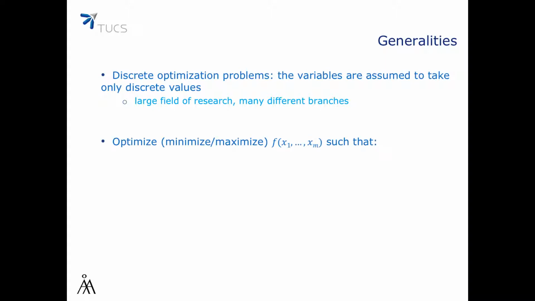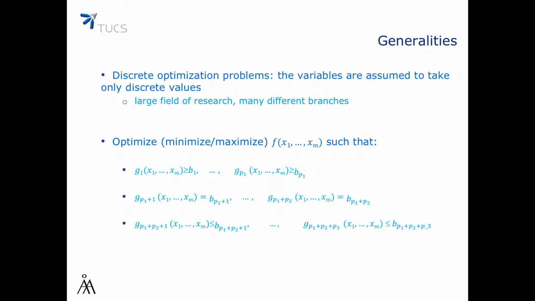We need to optimize a function f with variables x1, x2 up to xm such that at the same time several constraints are satisfied. The constraints may be of several types. We may have a few greater than inequalities over variables x1 to xm. We may have a few equalities. And we may have a few smaller than inequalities.